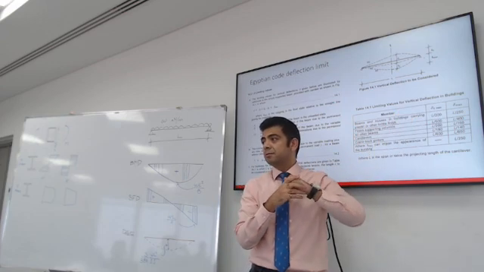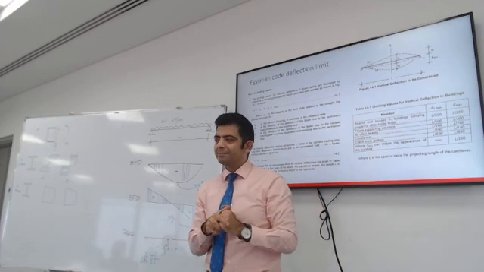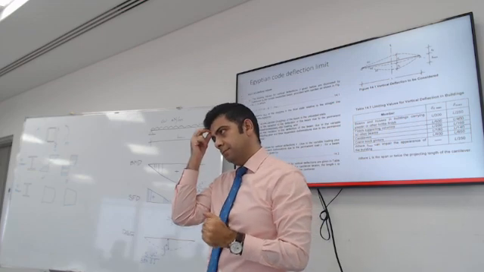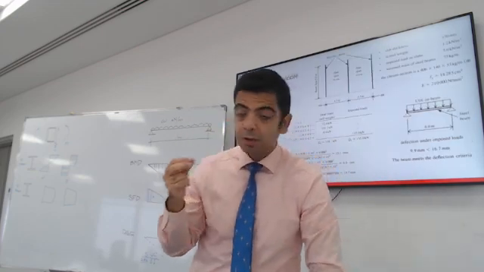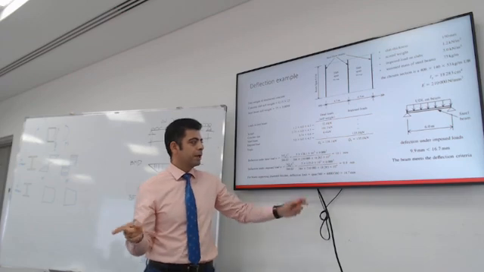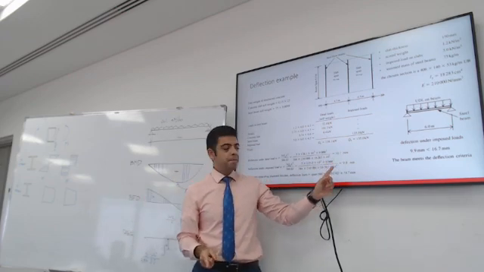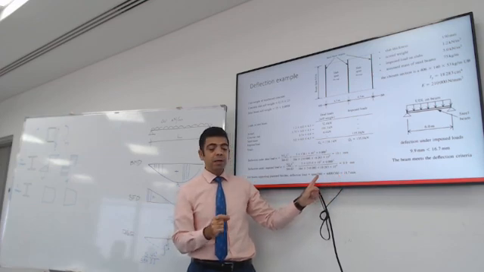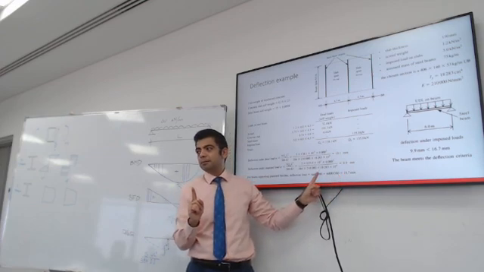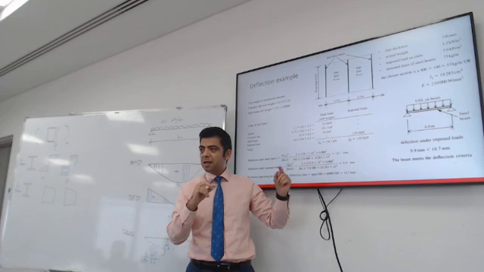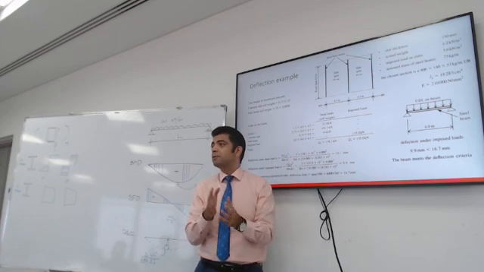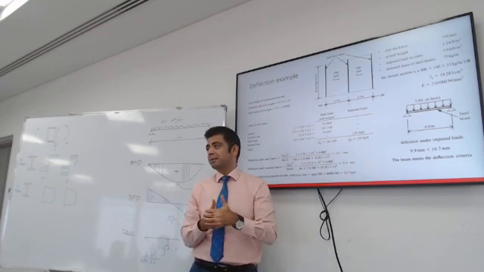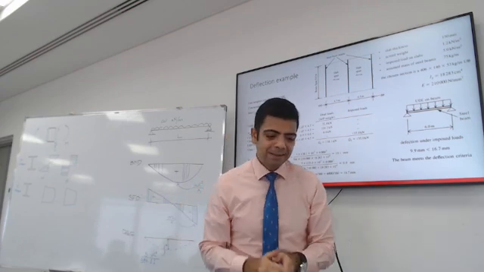But if dead plus live, it's not safe then, right? Yes, that's a good point. If you add dead plus live, it's more than 16. The thing is, this is the limit for live load only. For dead load plus live load, it's a different limit. So you check with the corresponding limit. Yes, you go back to the code, the Egyptian code.